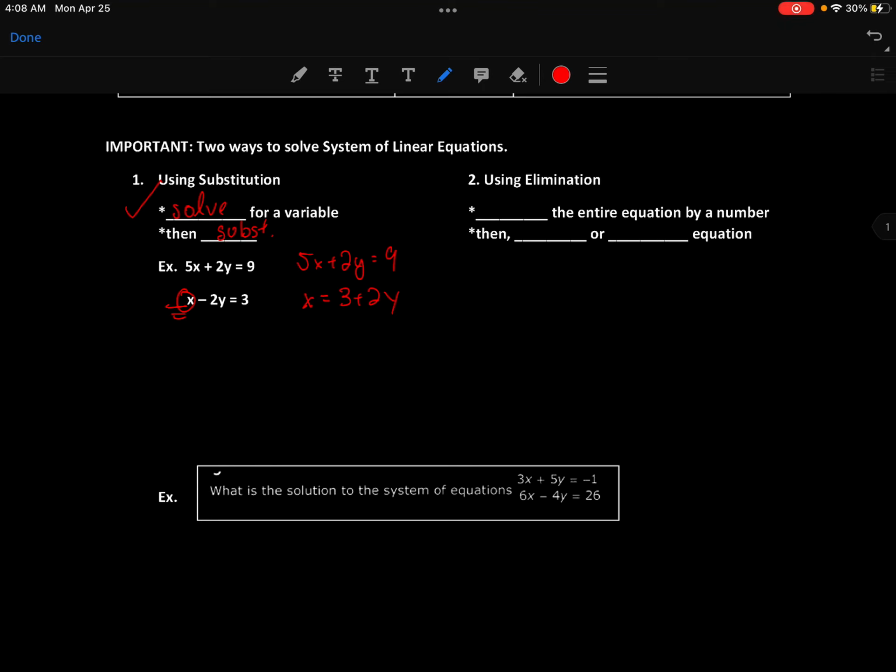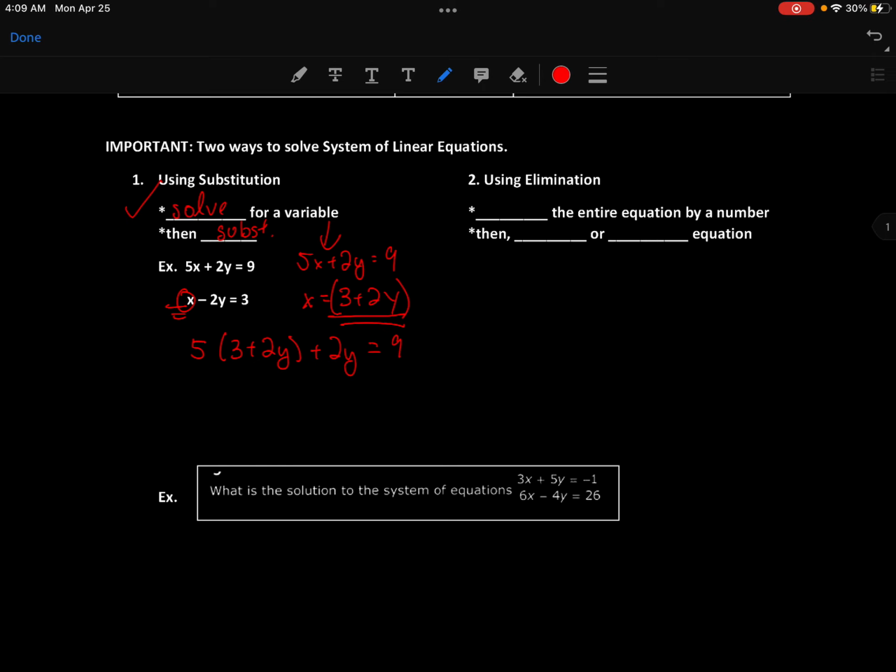You guys see this? x is equal to this entire thing. You can see how there's an x here? Well, we are going to replace the x with this entire expression. So we're left with 5 times (3 plus 2y) plus 2y is equal to 9.